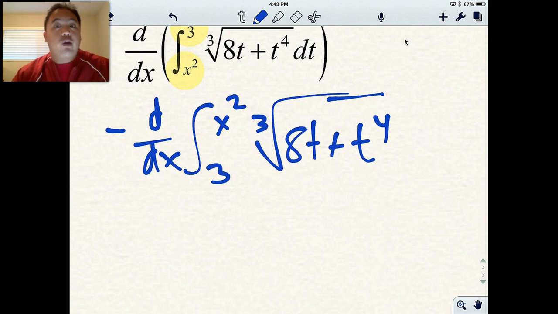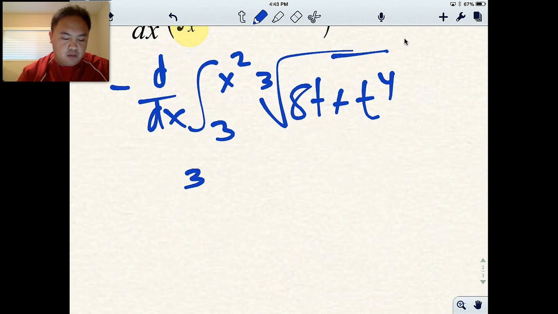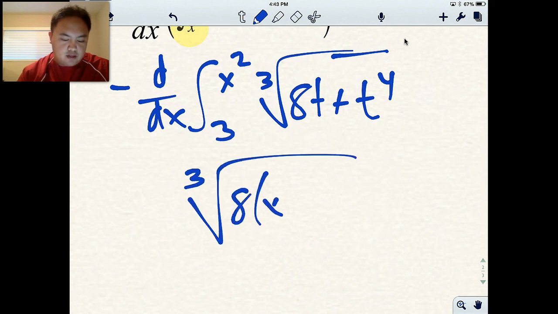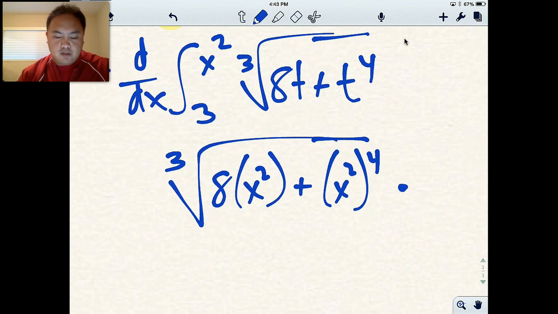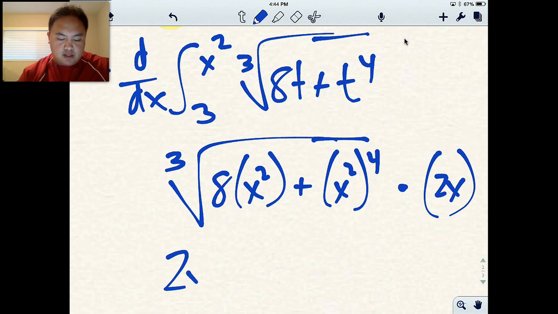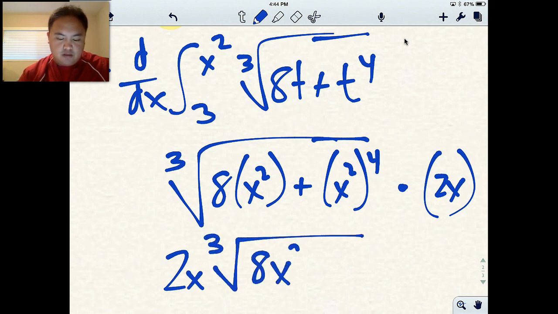Now, everywhere I see the old variable, I'm going to put the new variable. So my answer is going to be the cube root of 8x squared plus x squared to the 4th power. Again, everywhere I see t, I'll plug in x squared. And then I multiply by the derivative of the inside. My inside function is x squared, so I'm going to multiply by 2x. So my answer is going to be 2x, the cube root of 8x squared, and then x squared to the 4th power is x to the 8th. And that's my answer.